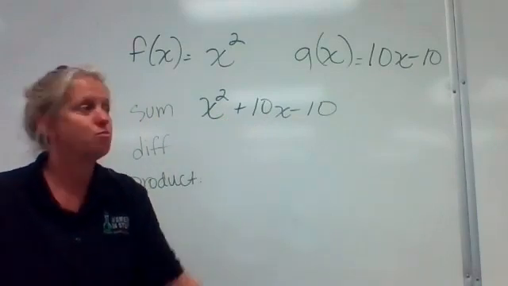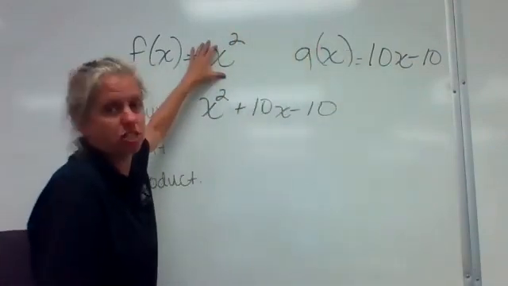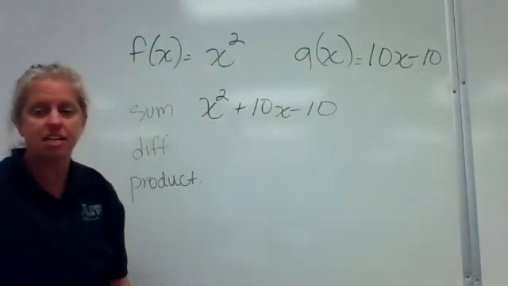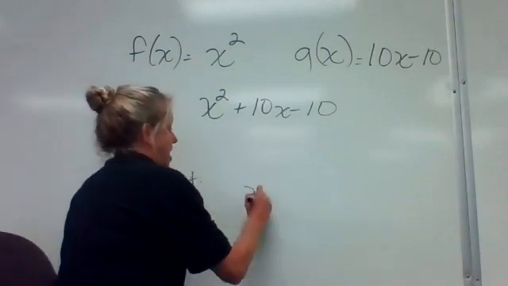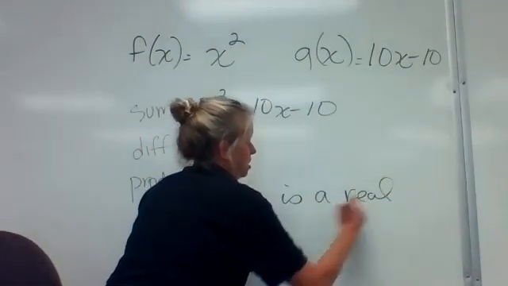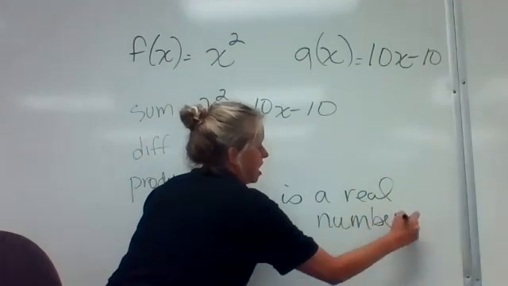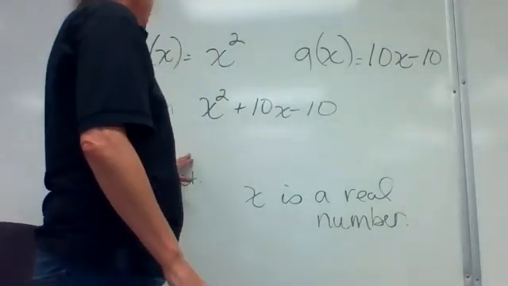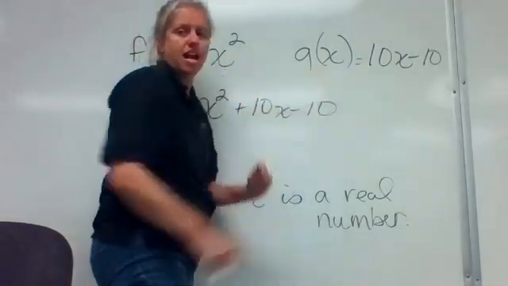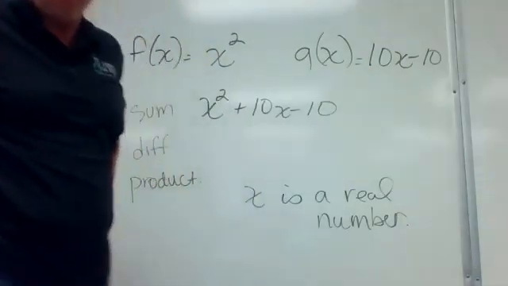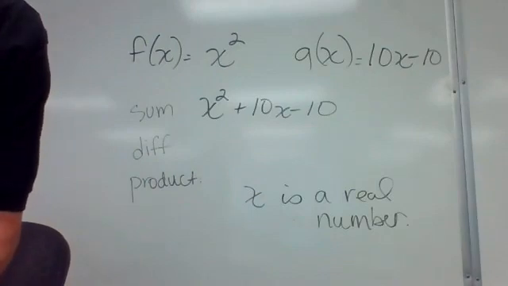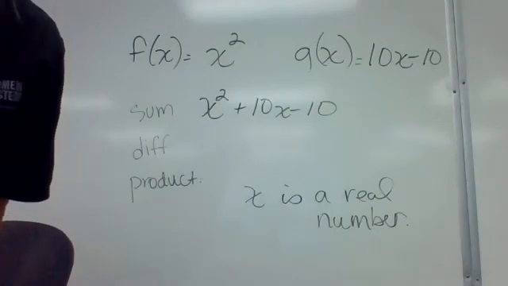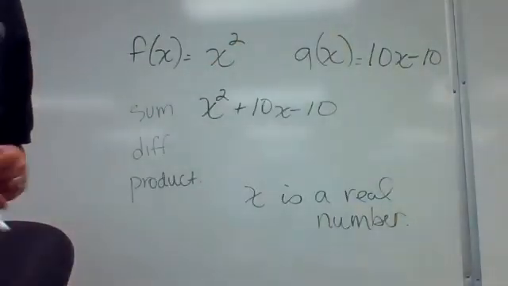If there's not any restrictions on either of your functions, which there's not, right? You can plug in any number there for x. You can plug in any number there for x. Then your domain is x is a real number. You're not going to all of a sudden come up with restrictions on your domain by adding them, subtracting them, or multiplying if neither one of your functions had restrictions in the first place. So all three of those answers would be x is a real number. I think this may become more clear when we do number 15.